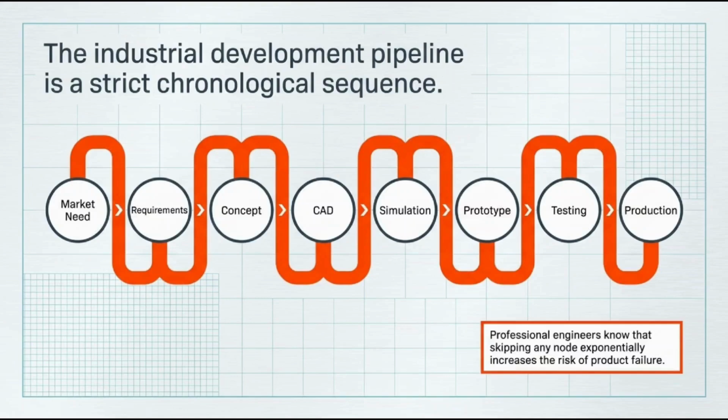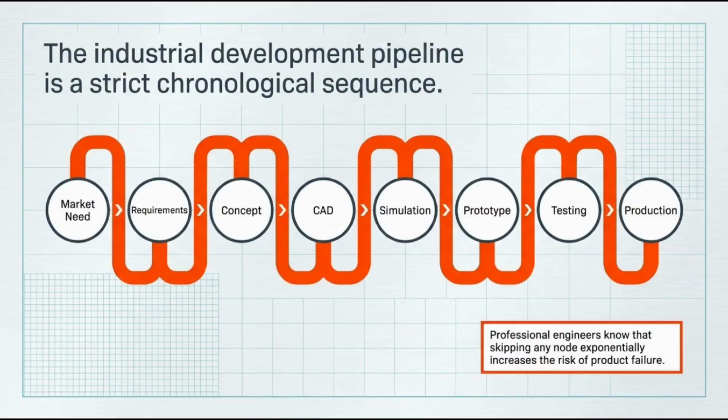After requirements comes concept development. This is where engineers generate multiple solution pathways before selecting the most promising direction. Now do we arrive at CAD? CAD is positioned in the middle of this process, not at the beginning. This is a crucial lesson. CAD exists to represent an engineering solution, not to discover one.